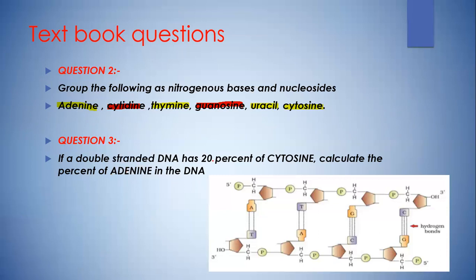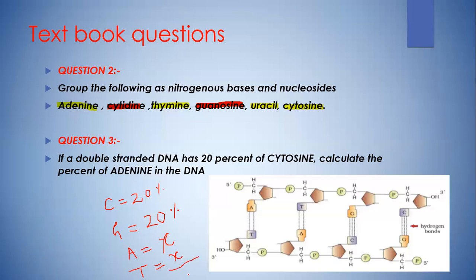If a double-stranded DNA has 20% of cytosine, you know that cytosine always pairs with guanine. So if C is 20%, G will be the same, 20%. We don't know the value of A, but we know that A will be equal to T, because A always pairs with T. Whatever the value of A is, T will have the same value. So suppose I take A as X. The amount of T will be the same, X only.